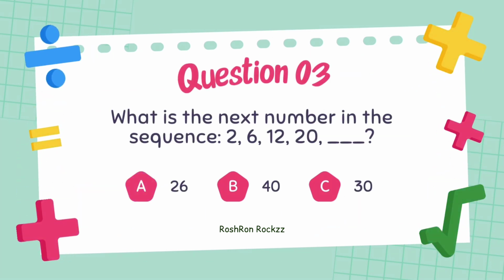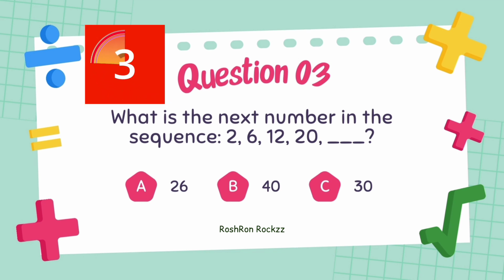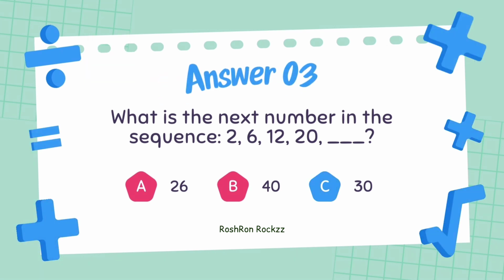Question 3. What is the next number in the sequence? 2, 6, 12, 20. The answer is option C, 30. Each number in the sequence is obtained by adding consecutive increasing even numbers starting from 4.